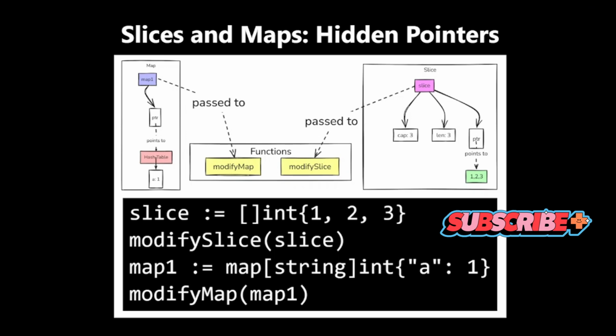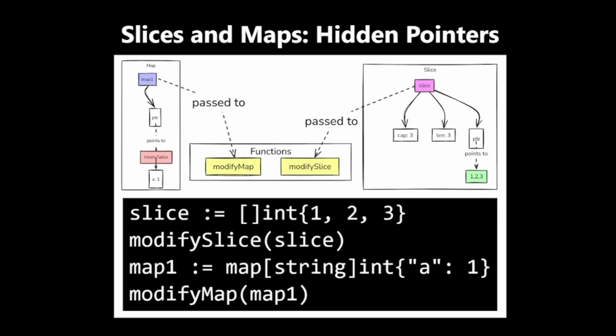A pointer that points to the actual data. A length of 3, which is the number of elements currently in the slice. A capacity of 3, which is the maximum number of elements the slice can hold without reallocating. This structure is what allows slices to be flexible and efficient.